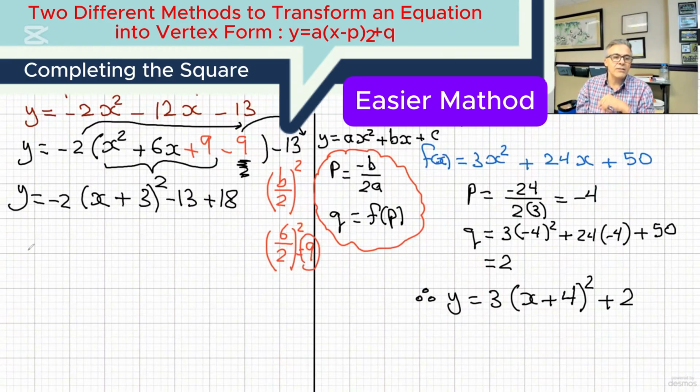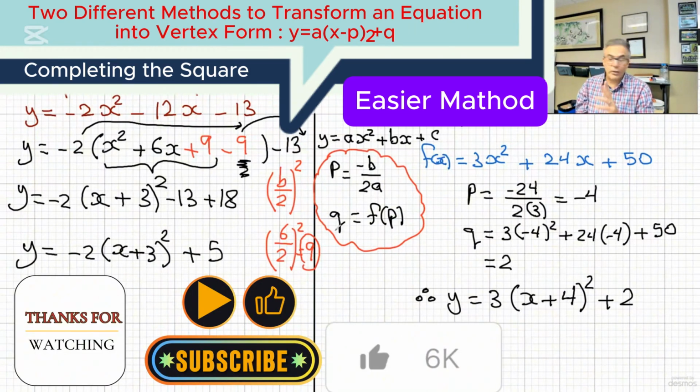Okay, now let's finish this. y equals -2 brackets x plus 3 squared, and -13 plus 18 will give you +5. And that's how you convert from general form to vertex form, y equals a(x minus p) squared plus q, using 2 different methods. Whether you prefer one approach over the other, knowing both will help you solve any quadratic equation efficiently.